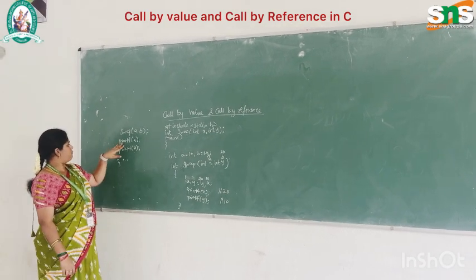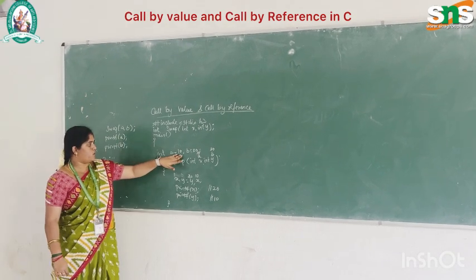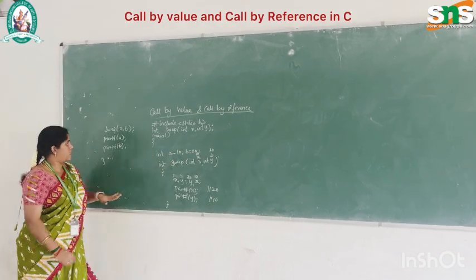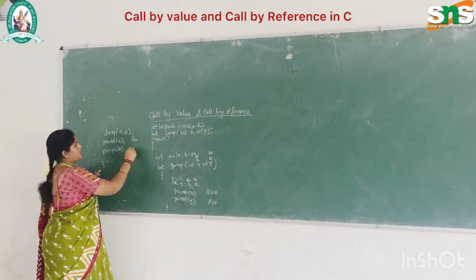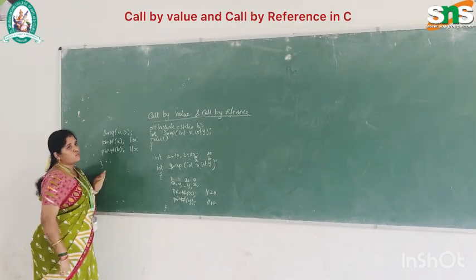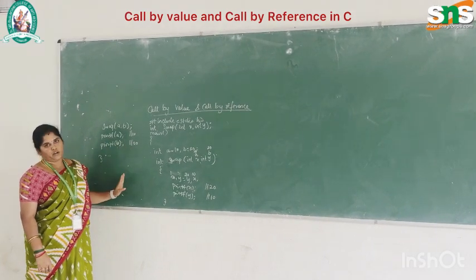Again I print a. The value of a is still 10. Printing b, the value is 20. So in call by value, the original values are not modified.